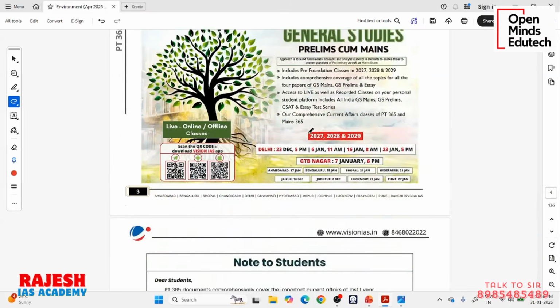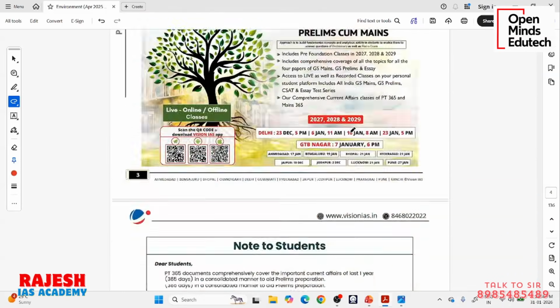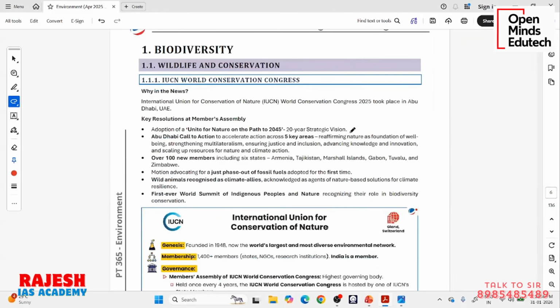So let us start. There are places in news also given, which also comes under geography mapping. Let us start with biodiversity. First, 1.1 is wildlife and conservation. Wildlife means animals and plants living in the wild, and conservation of it.